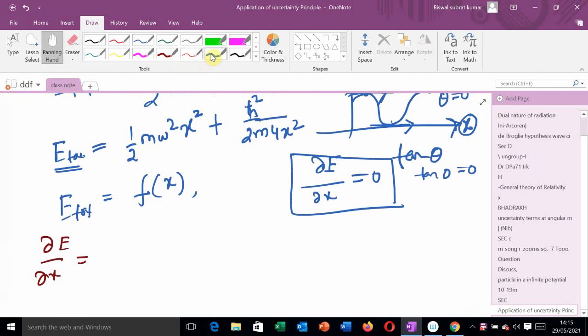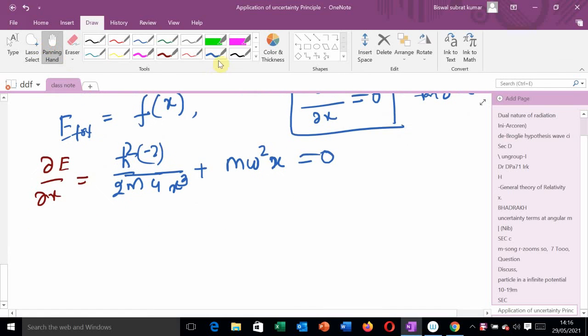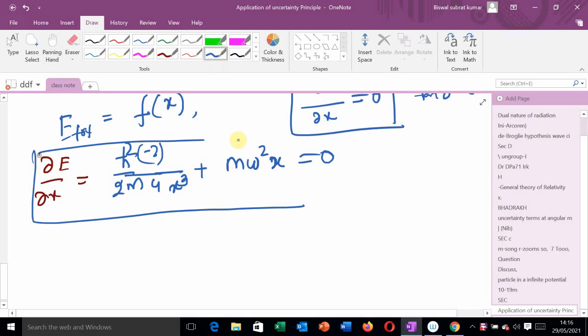Now if you take the derivative of this expression, what will it be? This is the first derivative of this term, and the second one will be m omega square x, and put this expression equal to 0. From that equation we will get a value of x where the energy is minimum.